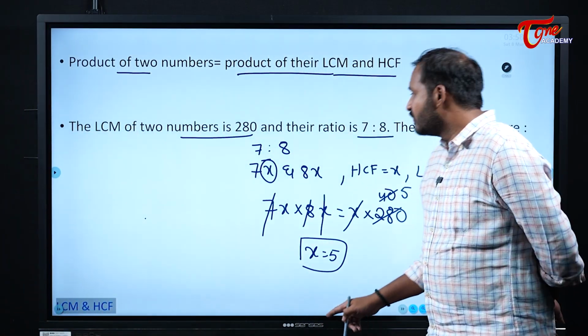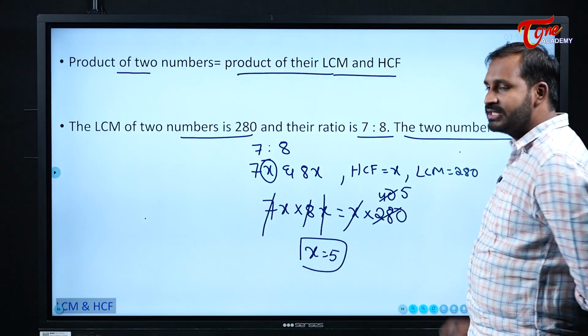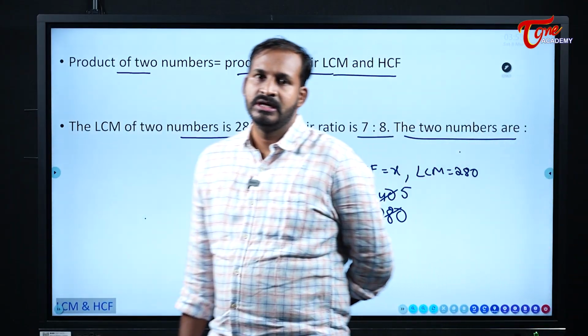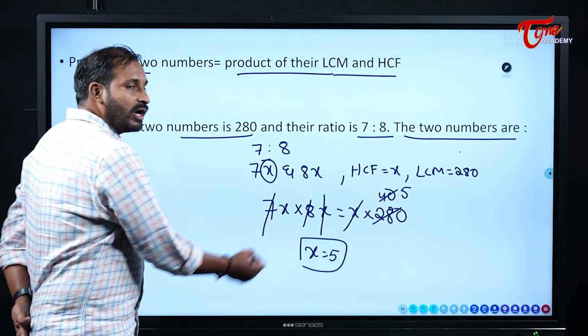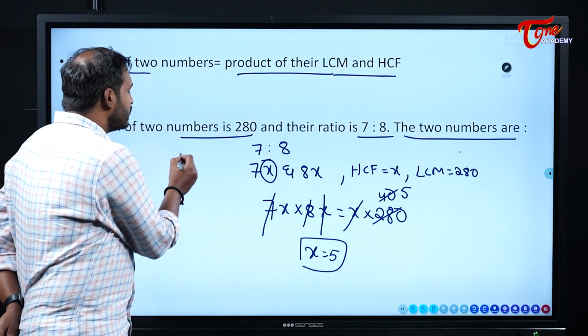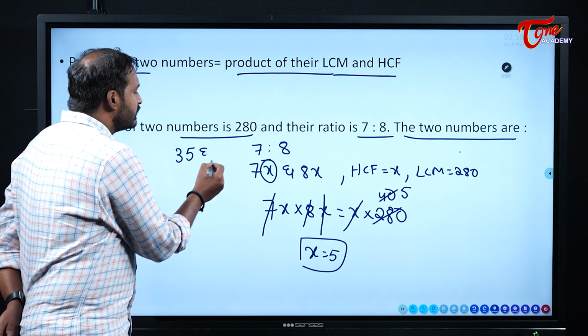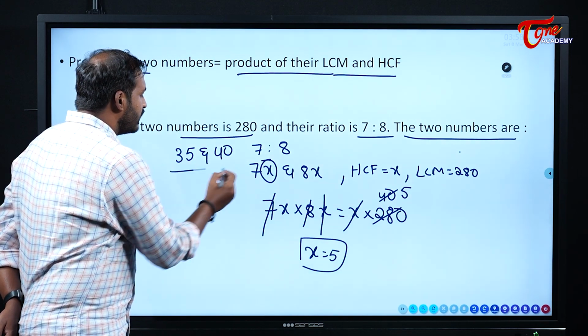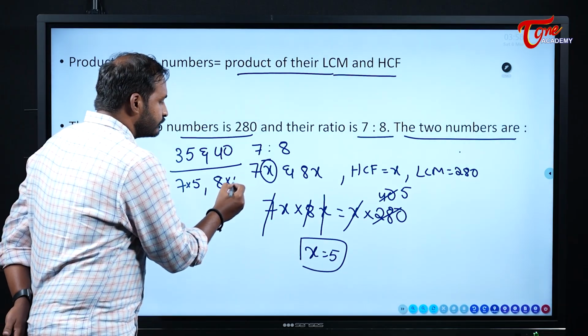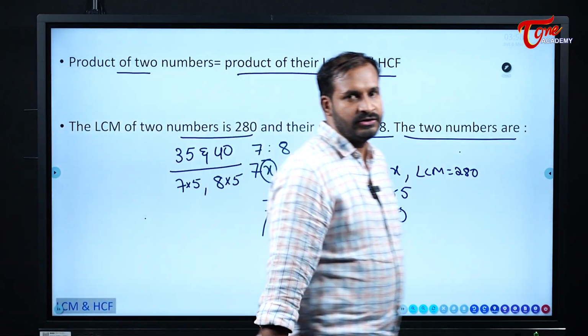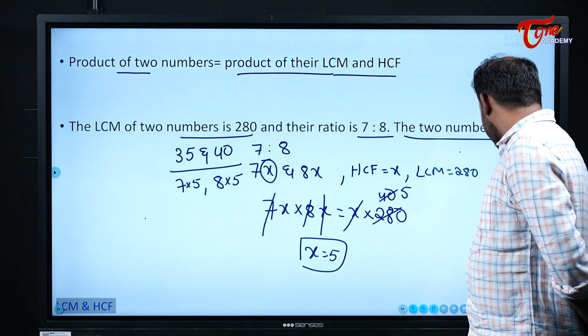That is 5. But what is our question here? Our question is, what are the two numbers? The two numbers are in the ratio of 7:8, right? So you got x as 5. That means the two numbers are 35 and 40. What I have done here? 7 into 5 and 8 into 5, right? We will see next question.